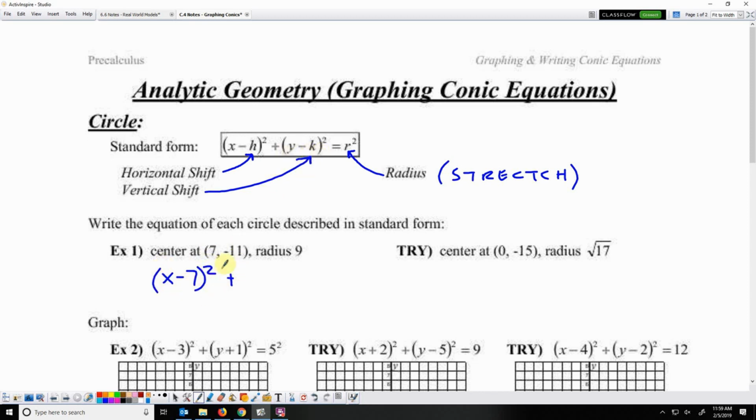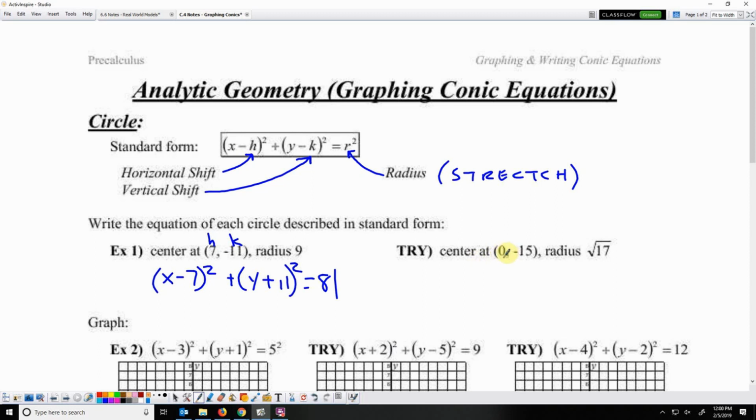plus y minus k, and k there is negative 11, so it'll be (y + 11)². So it's the opposite that goes in both of these spots, the opposite of x and y. Okay? So our center is (h, k), and what goes here is the opposite of those. And then the radius is 9, r squared, 9 squared is 81.